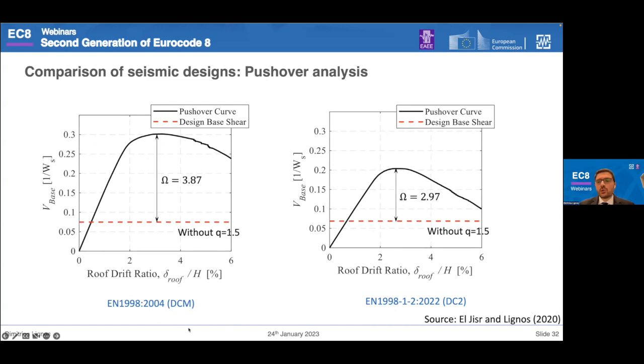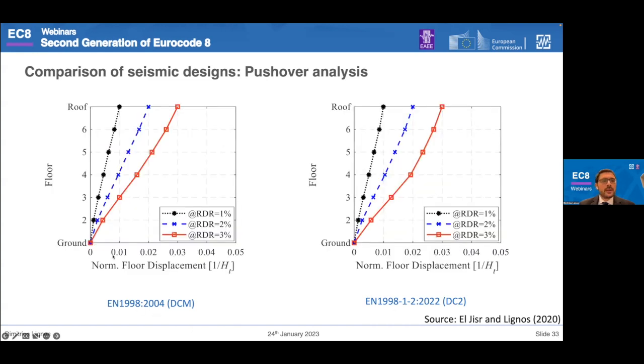Moreover, if you look at the performance of the buildings at different roof drift ratios or drift angles, you see that the deformation pattern is more or less uniform in DC2. That shows that although capacity design hasn't been used at the joint level, if you worry about the significant damage limit state, or even an event that will take the structure to a larger drift, there is generally no development of a soft story mechanism, which is actually quite nice to see.